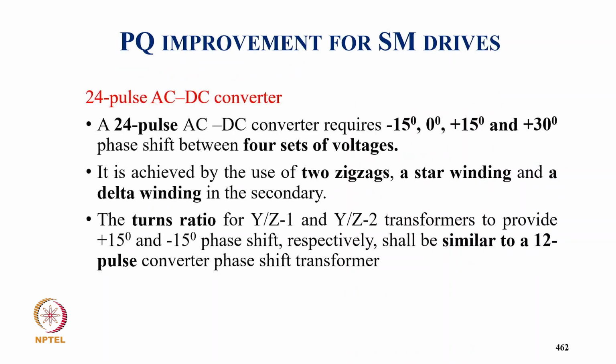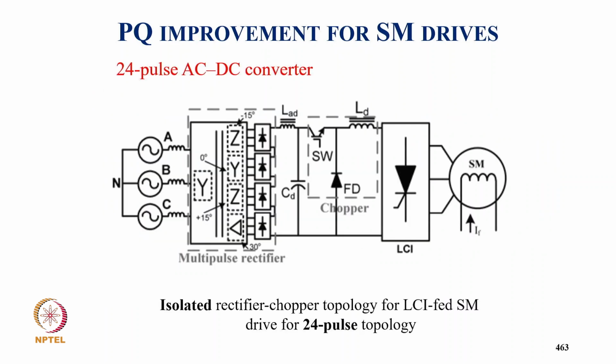So coming to the 24 pulse converter, the 24 pulse is going to require minus 15, 0, plus 15, plus 30 between the 4 sets, and it is achieved by the use of two zigzags, a star winding and a delta winding in the secondary. The turns ratios of star zigzag 1 and zigzag 2 transformers provide the plus and minus 15 degree phase shift respectively, and the size is similar to the 12 pulse converter phase shift transformer.